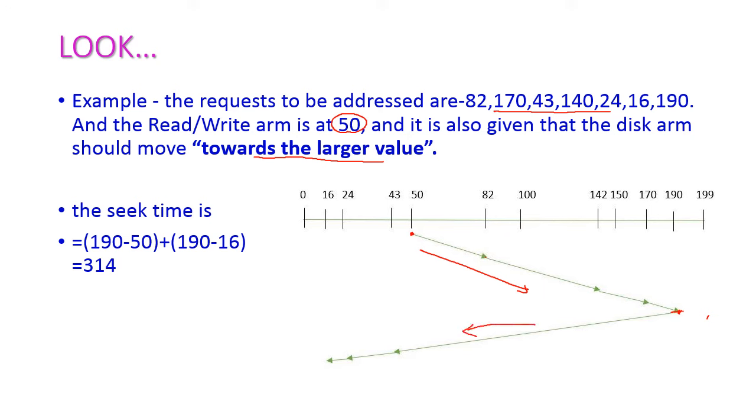Now let us calculate the seek time. So the seek time is 190 minus 50. This starts from 50 and reaches up to 190. Okay, so 190 minus 50 plus 190 minus 16. So this is 314.